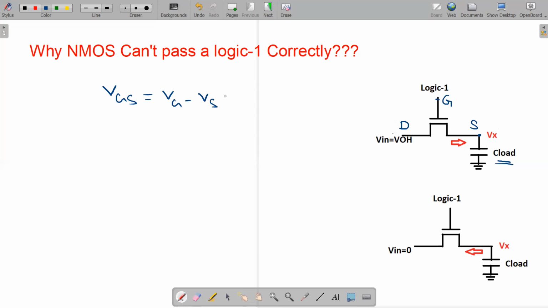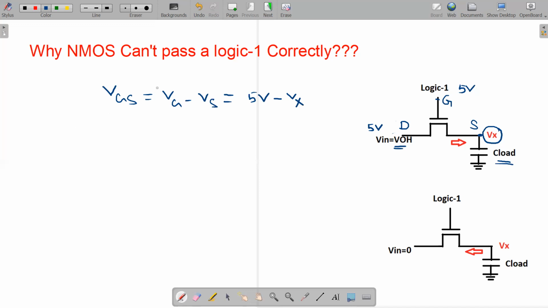If we write the gate-source voltage VGS, that is equal to gate voltage minus source voltage. Gate voltage means we are applying logic 1. Let logic 1 be 5 volt. You can take any voltage, maybe 3.3 volt. Minus the source voltage, which is Vx, because the source is connected to this node. And at the drain terminal, initially we are connecting a logic 1, Vin equal to VOH, that is output high. That is also 5 volt, because we are working with logic 1 as 5 volt and logic 0 as 0 volt.